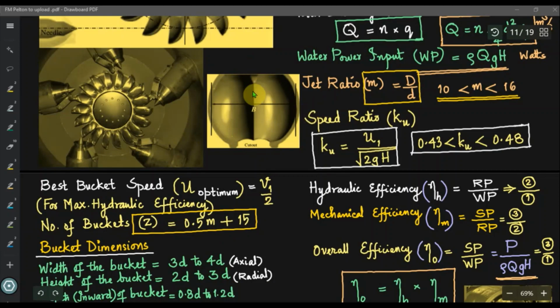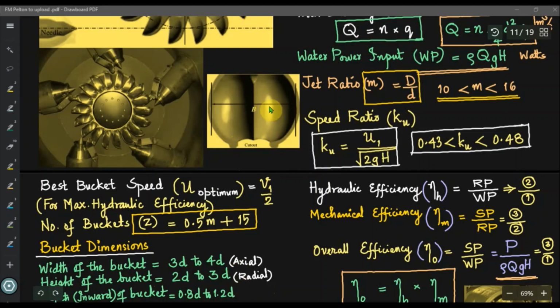Now the radial height, that is when this bucket is mounted on a wheel, this height becomes the radial height. So the radial height of the bucket becomes 2 times the diameter of the jet to 3 times the diameter of the jet. That proportion you should remember.